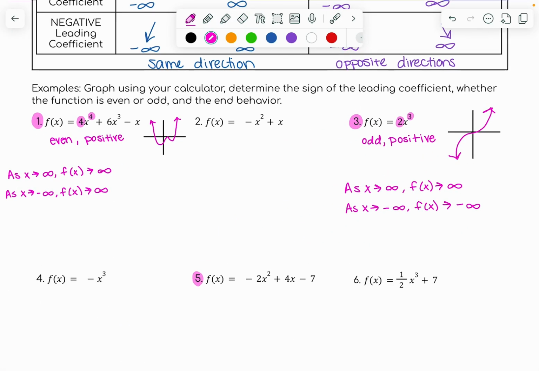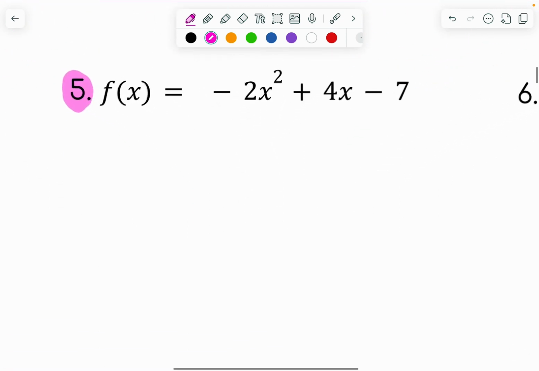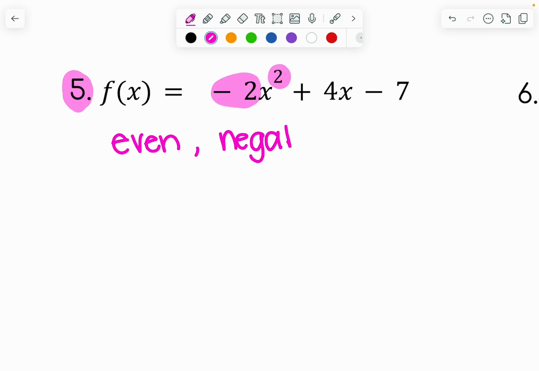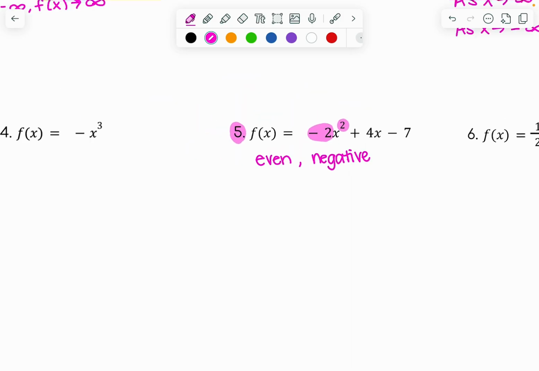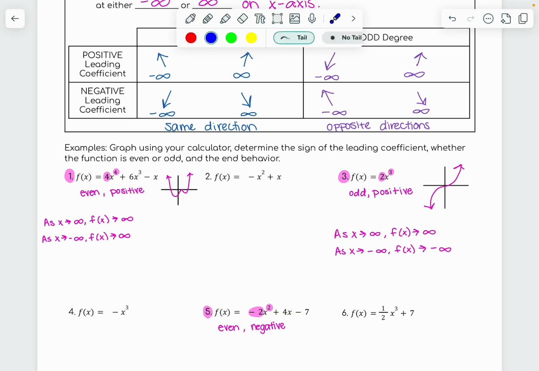All right, the very last one that we're going to talk about is number 5 here. So here's my degree. Here is my leading coefficient. I have an even degree with a -2 as my leading coefficient. So I have a negative leading coefficient. So with that in mind, even negative, it should look like this.